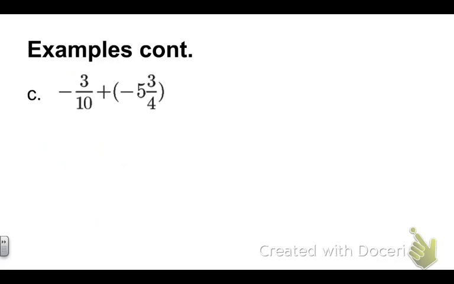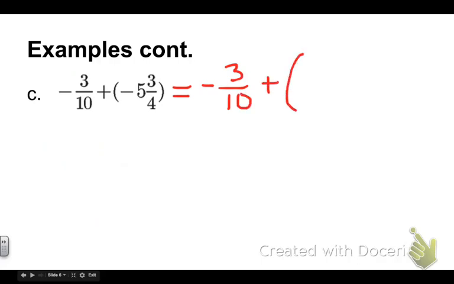All right, last one of these examples. I've got a fraction, and I'm adding it to a mixed number. I want to take care of that mixed number first. So I've got negative 3/10, and I'm going to add it to negative what? Change that mixed number to an improper fraction. 4 times 5 is 20, plus 3 is 23/4.